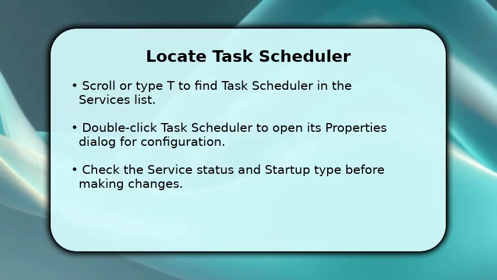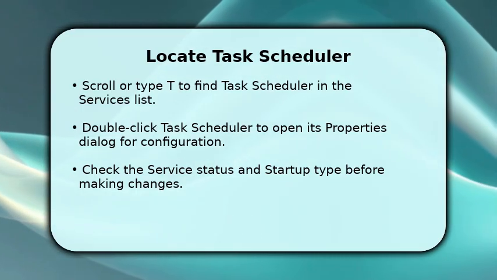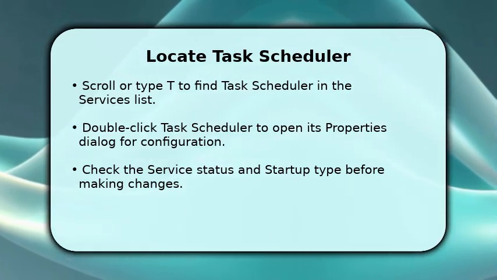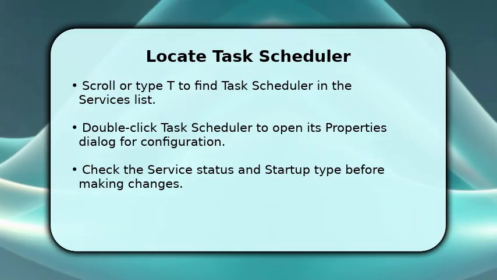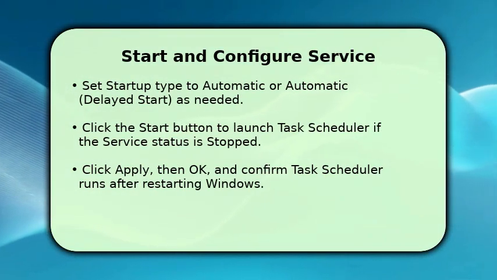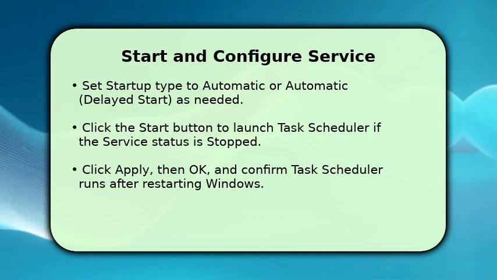Check the service status and startup type before making any changes. Note the current status so you can revert settings if needed. In the Properties dialog, set startup type to automatic or automatic, delayed start, as your environment requires. If the service status shows stopped, click the Start button to launch Task Scheduler immediately.